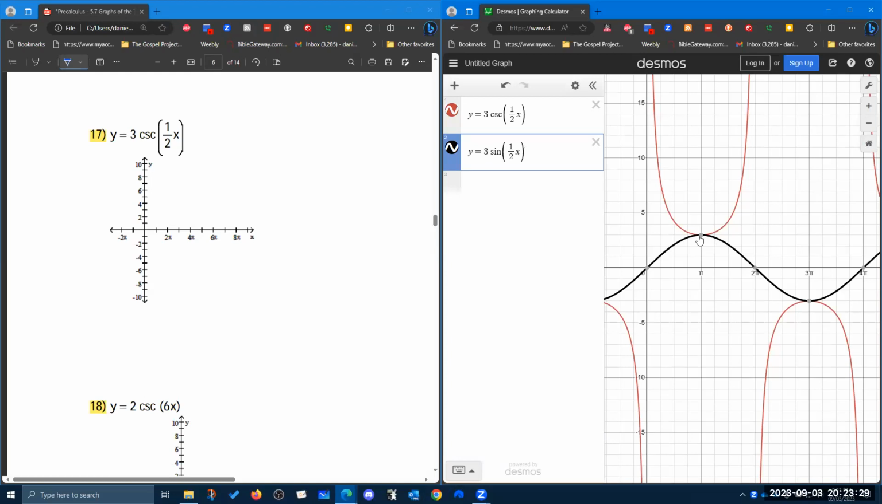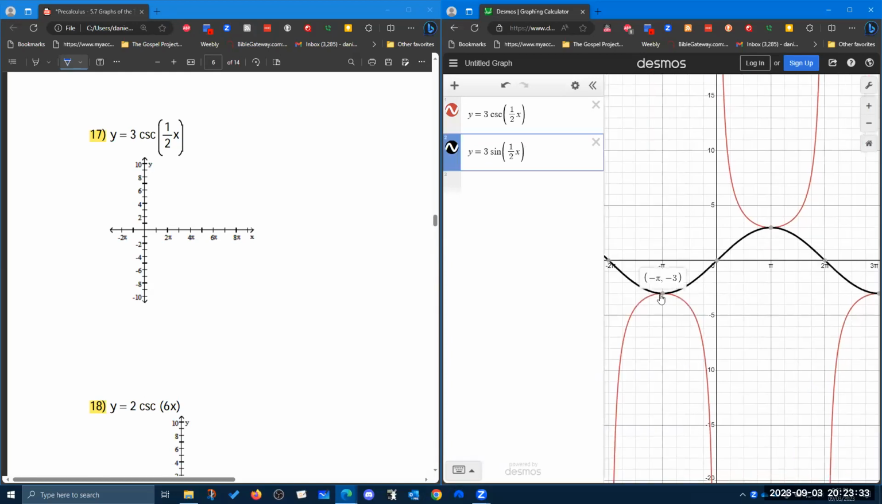So there you go. Leave the 3 as the multiplier alone, but the cosecant function is the reciprocal of the sine function that's there. Just leave the 3 as the constant multiplier because that's how much it had to get stretched out. Don't take the reciprocal of the 3.